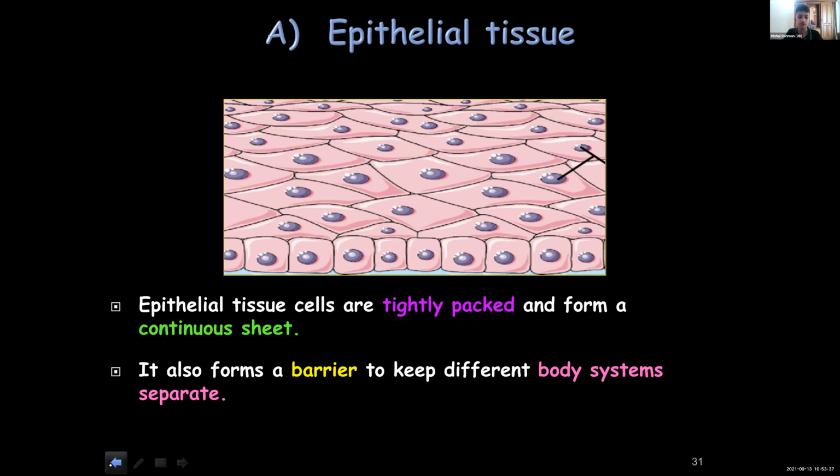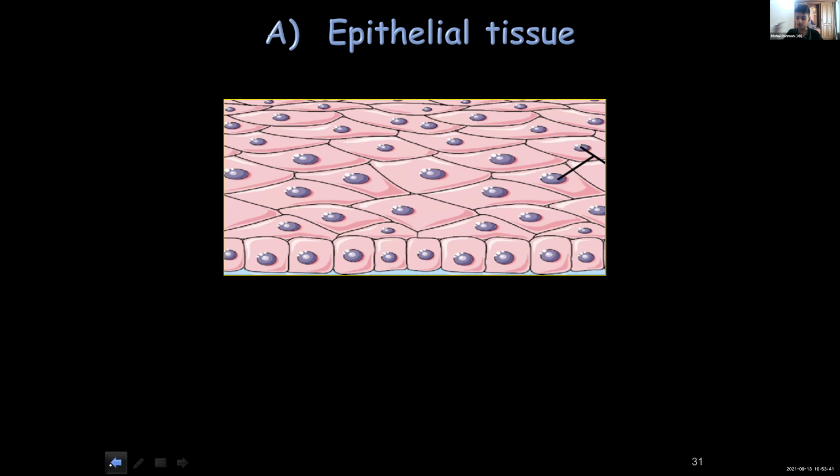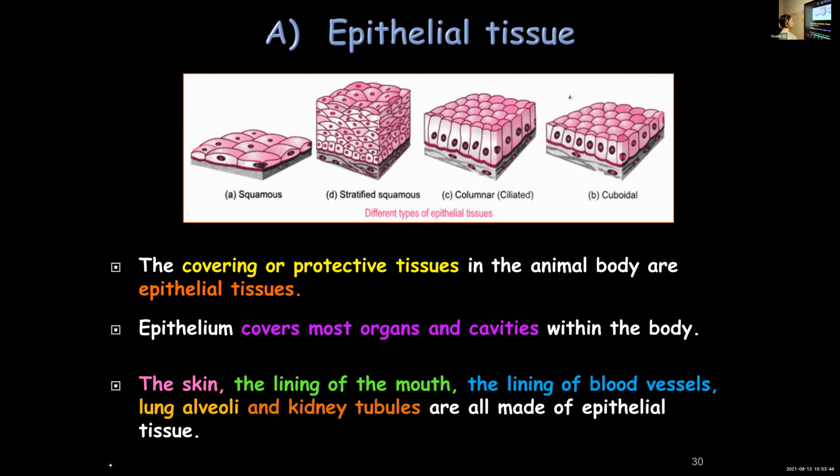Now can you show the third point of this epithelial tissue? Skin, the lining of the mouth, the lining of the blood vessels, lung alveoli, and kidney tubules are all made of epithelial tissue. These are some locations in our body where you can find epithelial tissue.